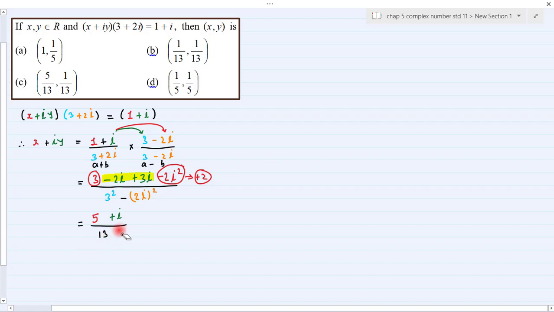So, to get the standard form, let's divide by the denominator individually. We'll get 5/13 + 1/13 i, which is equal to x + iy. If we compare the real parts on both sides, we will get x is equal to 5/13, and from the imaginary part, we will get y is equal to 1/13, which is given in option C. Ta-da!